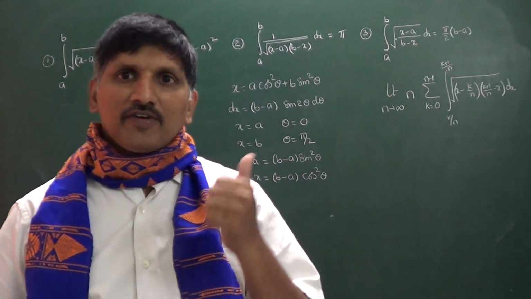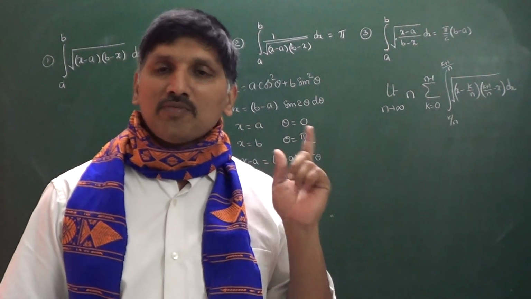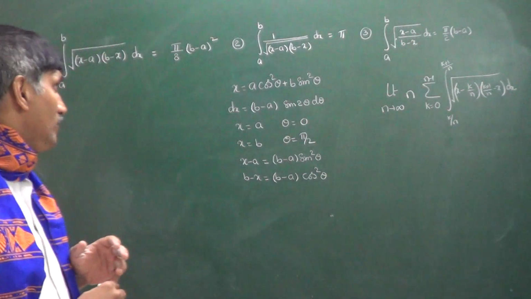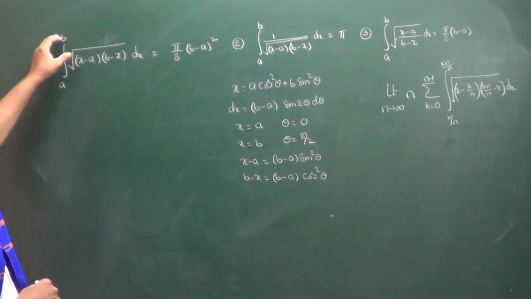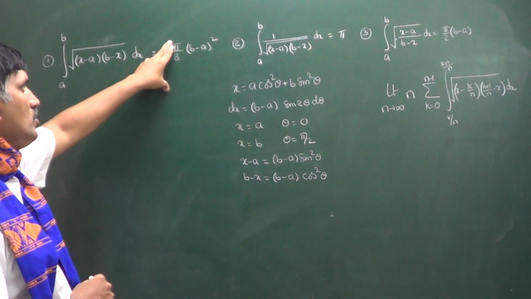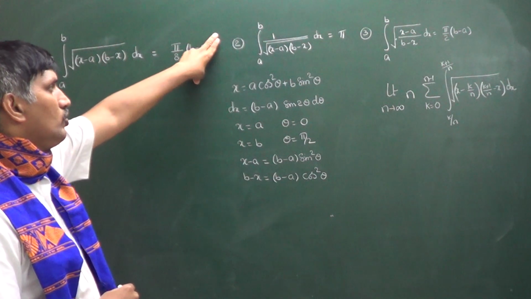So few different problems, which is better to remember for objective exams. That's what I want to discuss here. Let us say the first question: integral a to b root of (x minus a)(b minus x) dx is equal to pi by 8 into (b minus a) whole square.